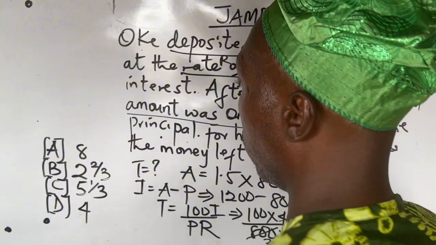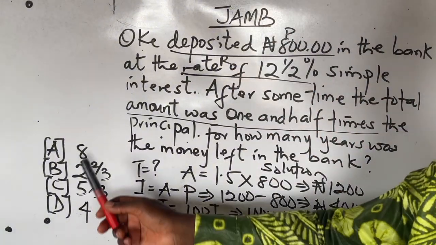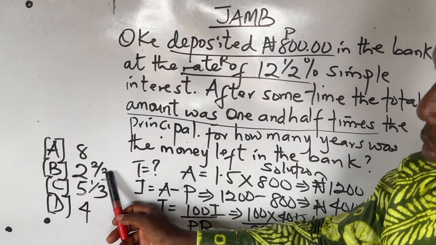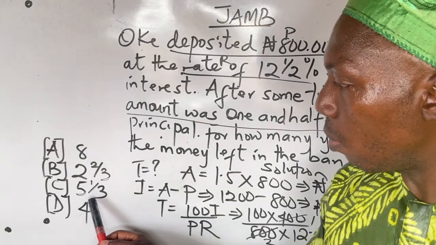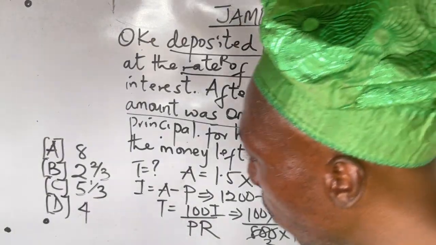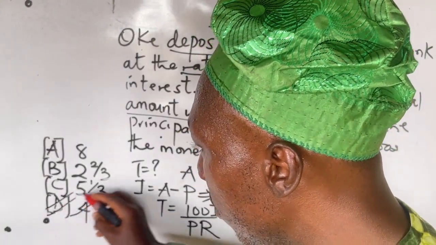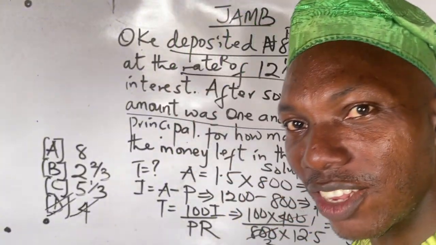So let's look at the options. A is 8, B is 2 and 2 over 3, C is 5 and 1 over 3, D is 4. So our option is D. So we can see how we have analyzed this problem.